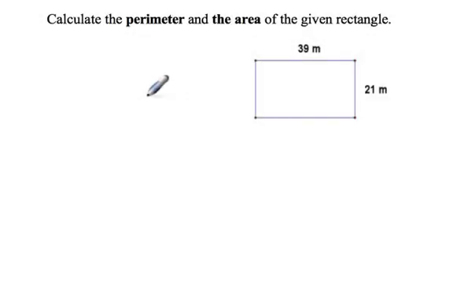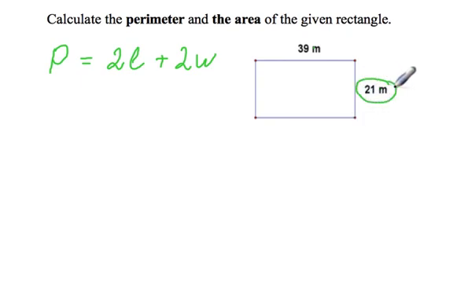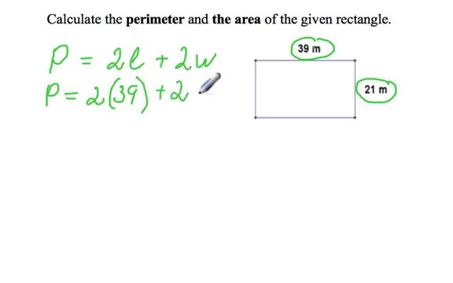Here we have a rectangle given, and we have to calculate perimeter and the area. Perimeter we know that we can calculate by adding 2 length and 2 width. For this rectangle, we have the width given as 21 meters and the length as 39 meters. So to calculate perimeter, all we have to do is substitute the known values. Perimeter equals 2 length plus 2 width.